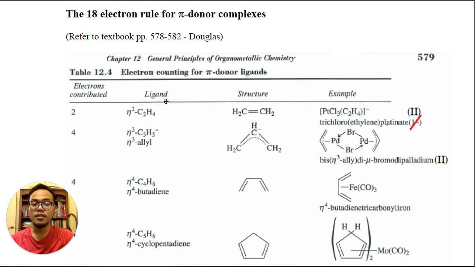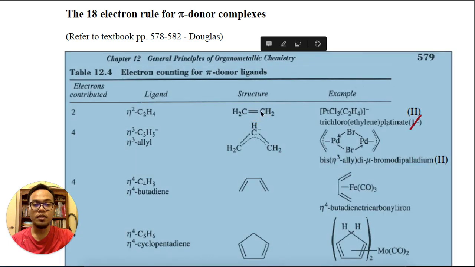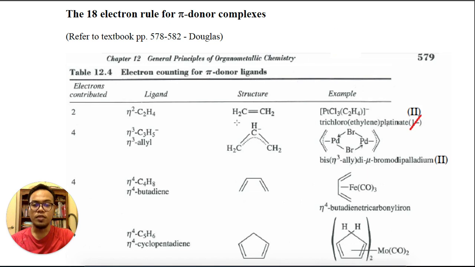We have C2H4, this is your ethylene, so we call it dihapto. Why dihapto? Because two atoms are attached to your metal, or two atoms coordinated to your metal. So how do we count that? You can see that we have only two atoms here in one structure of your ligand, so definitely two atoms are involved in coordinating with your metal.